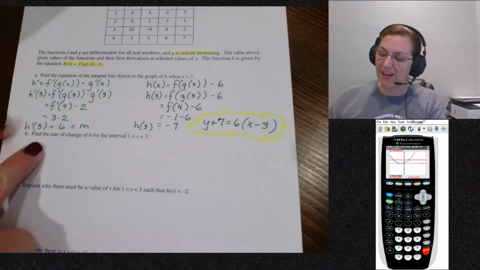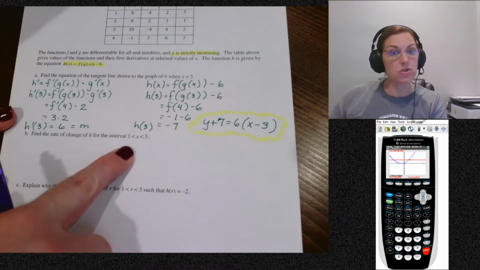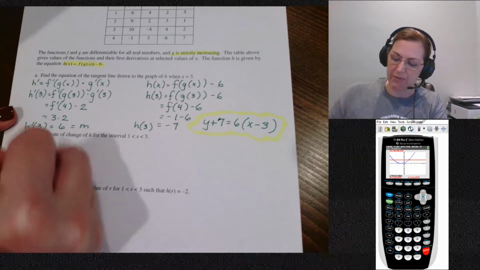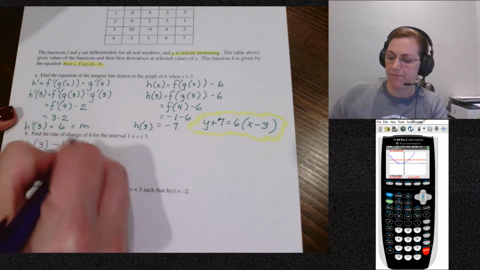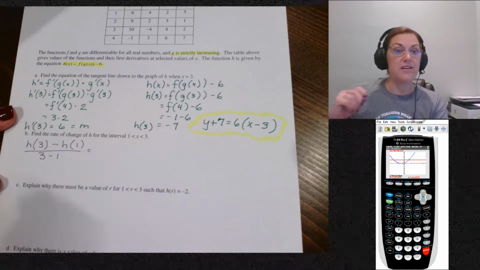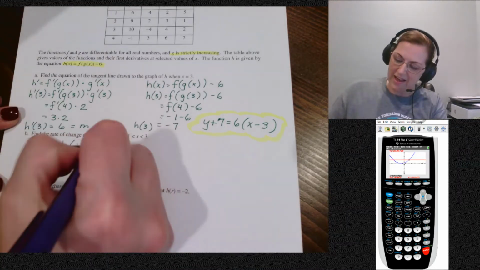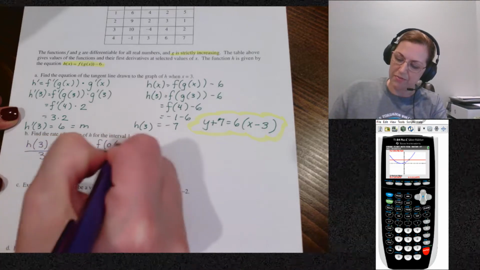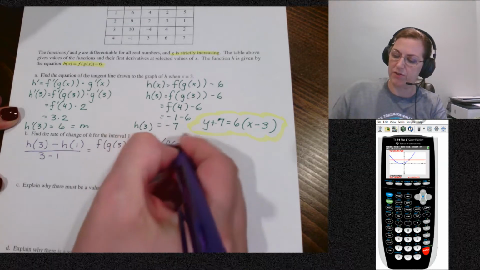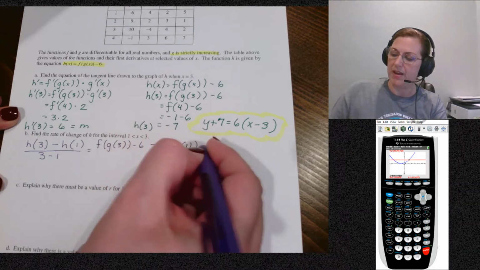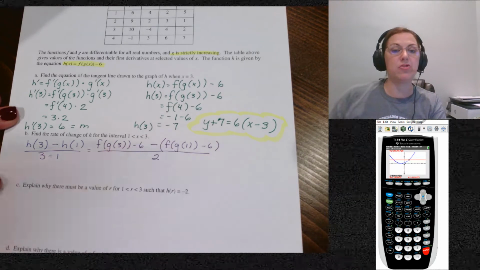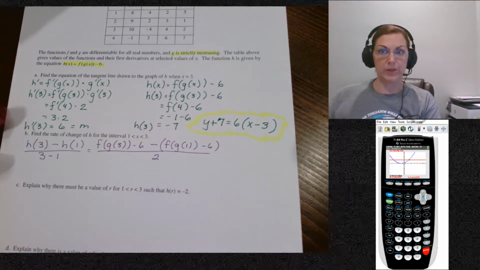All right, now B, find the rate of change. Okay, that's slope algebra way. So we've got h of 3, we need the y values, minus h of 1 over 3 minus 1. Okay, whew, let's do it. F of g of 3, and then minus 6, minus f of g of 1, and then minus 6. Did you notice I put that in a parentheses so that I would be sure to distribute the minus?